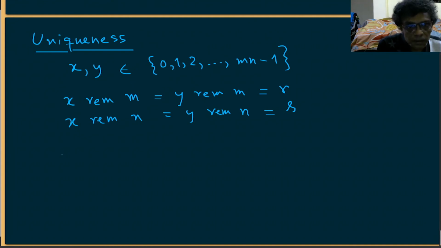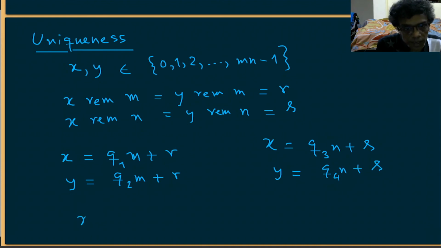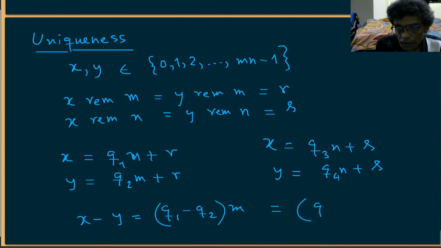Okay. Now, so I can write, let me write: X equal to Q1 m plus R, and Y is equal to Q2 m plus R, and here X equal to Q3 n plus S, Y equal to Q4 n plus S. Okay. Again subtract. You see that X minus Y, from this side it is this, from this side it is this, Q3 minus Q4 times n.